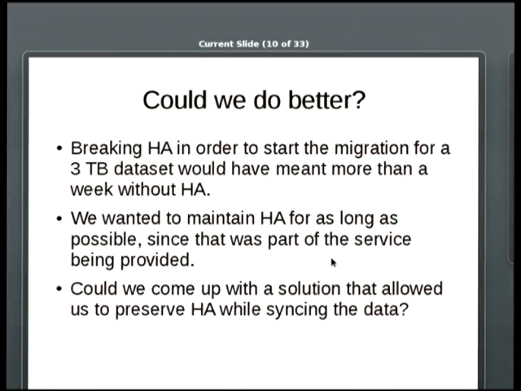And once you add all that up, it adds up to more than a week without high availability. And part of the service that was being provided was high availability, Percona. So we couldn't do that because we couldn't justify having more than a week with no HA during the migration. So what we wanted to do was come up with a solution based on this idea, but that allowed us to preserve high availability for as much time as possible.